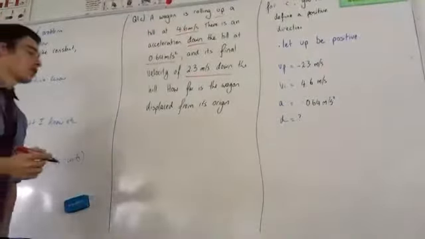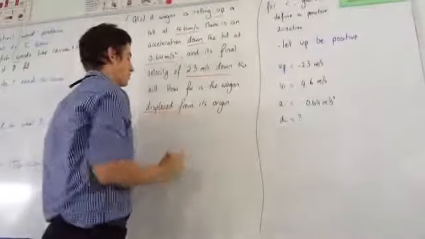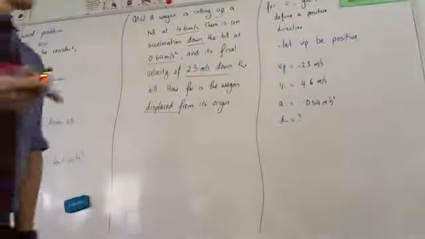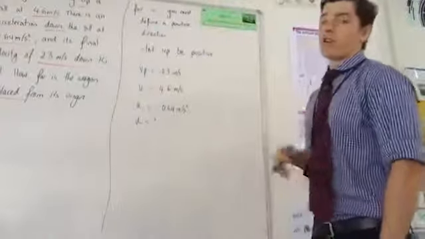That's the key information. I also need to know how far this is displaced from an origin, which means I'm looking for my value d. So same process, exact same process. I write down what do I know?